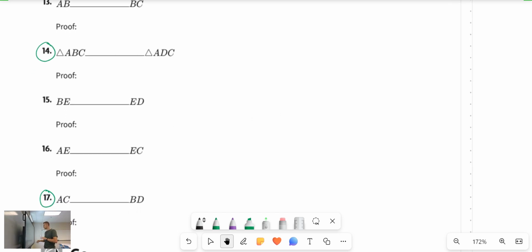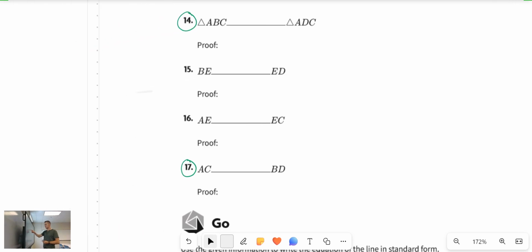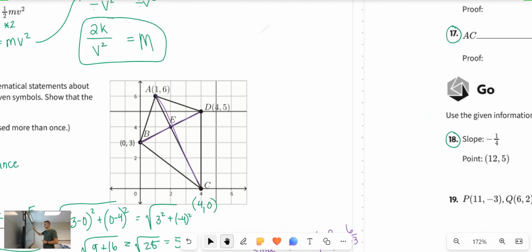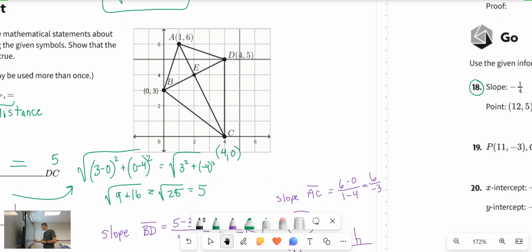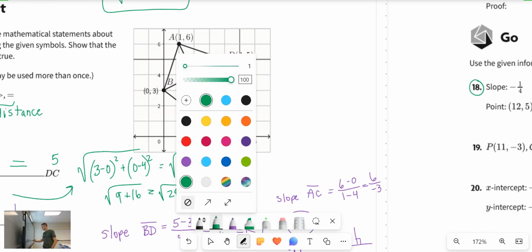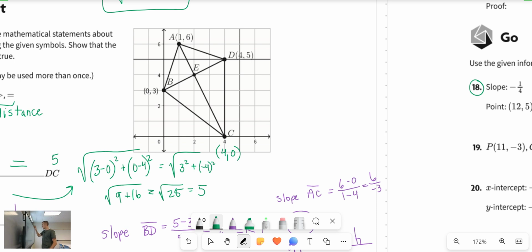14, we're looking at triangle ABC and triangle ADC. ABC and ADC. So let's first erase. We're interested in triangle ABC and ADC. Go back to green. All right, ABC is here. And ADC is here. So we're looking at these two triangles.